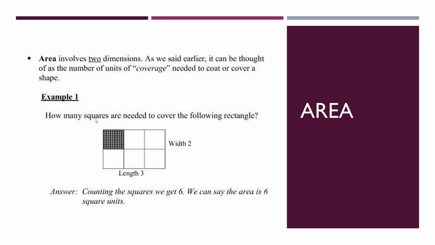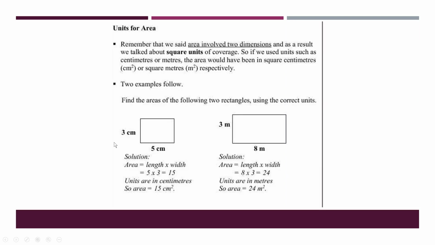We have an example here where the width is 2 and the length is 3. Well, we're going to multiply that. 3 times 2 is 6. And also for those who have grid paper, you can just count the squares. 1, 2, 3, 4, 5, 6. Okay? Basic stuff.